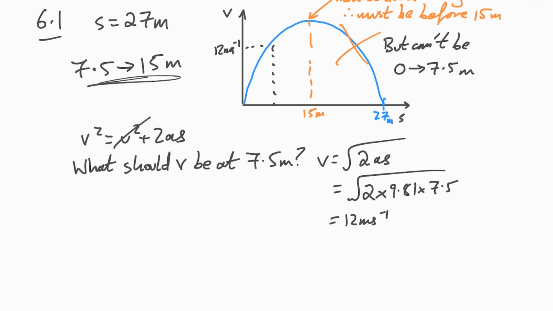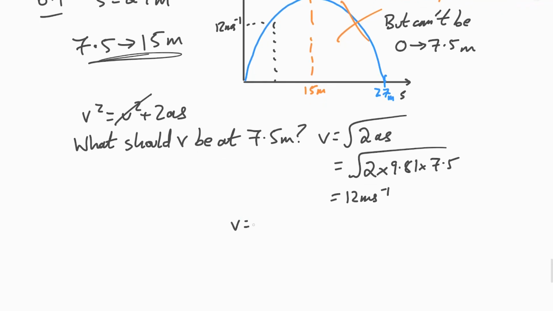So therefore, we can assume from 0 to 7.5, he's still accelerating under free fall. And then if we do the same for 15, we'll find that that isn't the case anymore. It's not going to be right. Should we prove it real quick? V at 15 meters. So the square root of 2 times 9.81 times by 15.